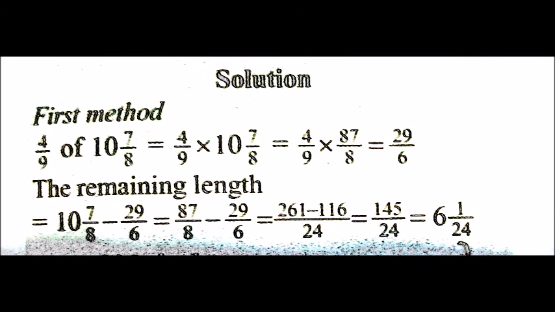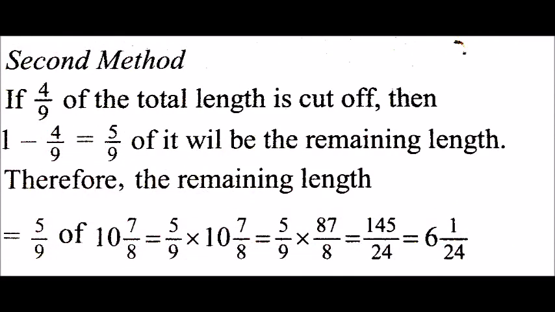Now we have a second method. This is the first method, and the second method is this. If 4 over 9 of the total length is cut off, then we assume that the whole length is equal to 1. So 1 minus 4 over 9 is equal to 5 over 9. So 4 over 9 of the 1 has been cut off, so it's left with 5 over 9. So 5 over 9 of it will be the remaining length.